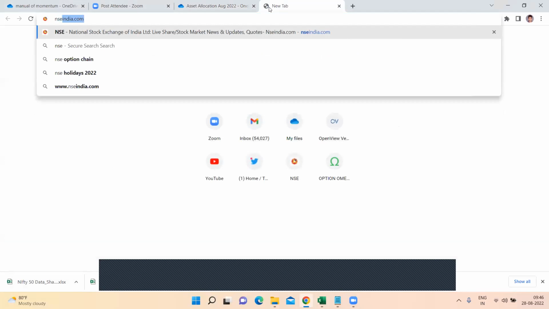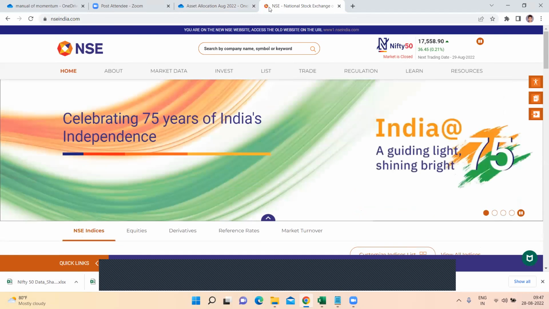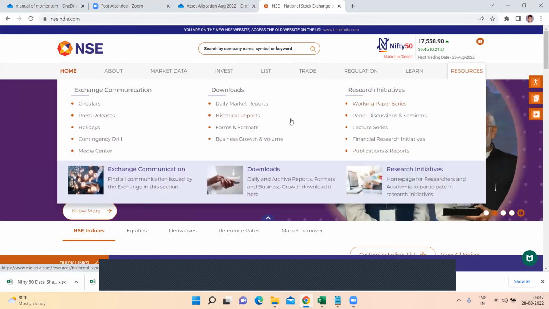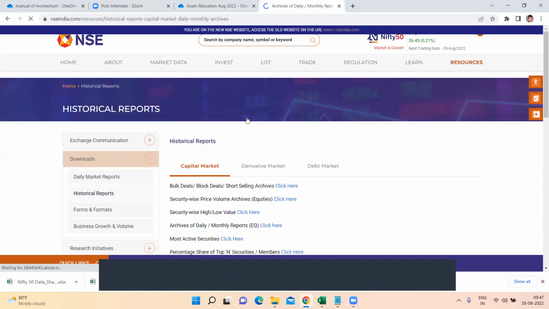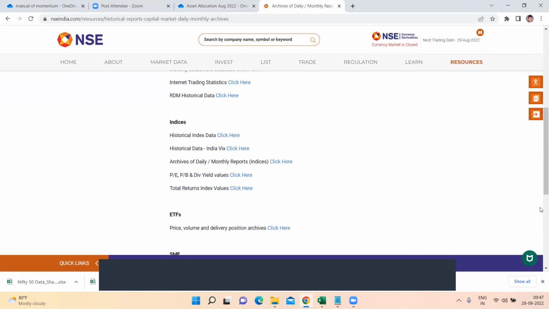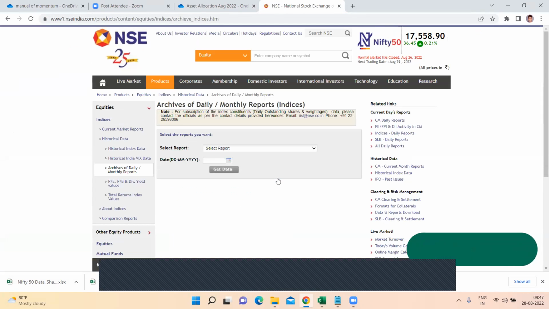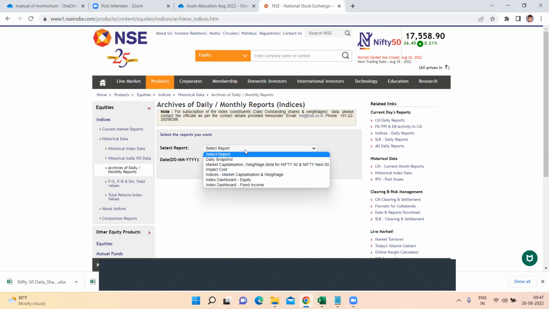In the NSE, there is a file called resources, historical data. Archives of daily and monthly reports. In this, you have something called market capitalization, weightage, beta, and all those factors.